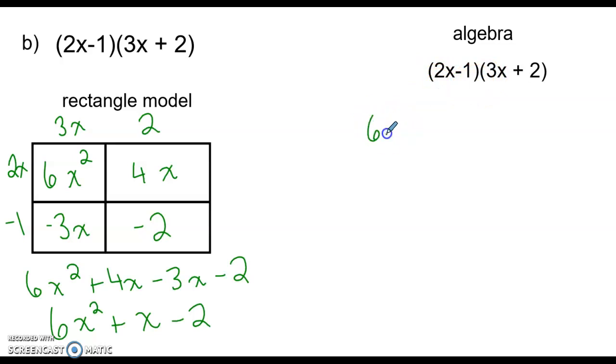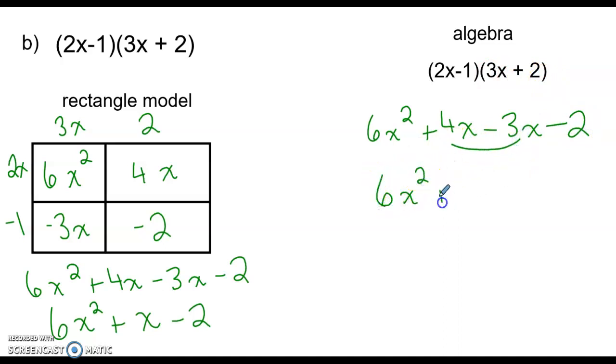2x times 3x is 6x squared. 2x times 2 is 4x. Negative 1 times 3x is negative 3x. And negative 1 times 2 is negative 2. Again, we can combine these like terms in the middle, and you get 6x squared plus x minus 2 for your solution.